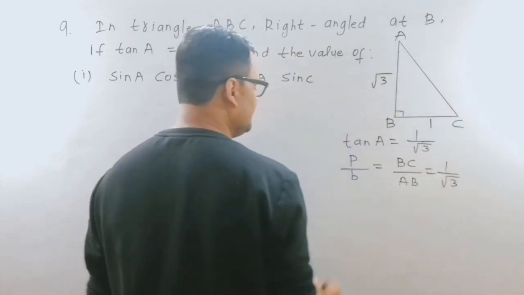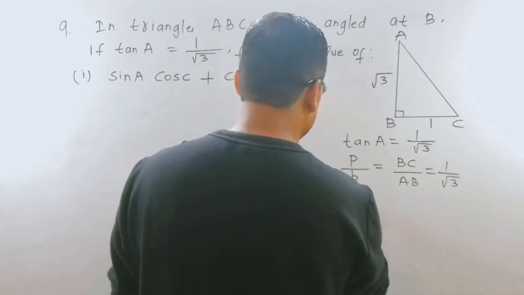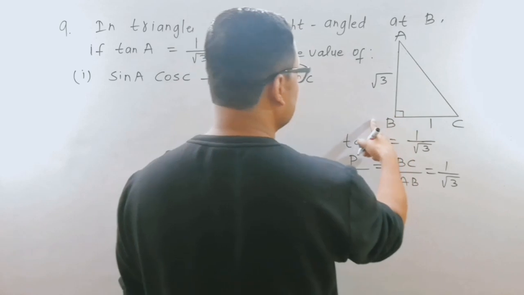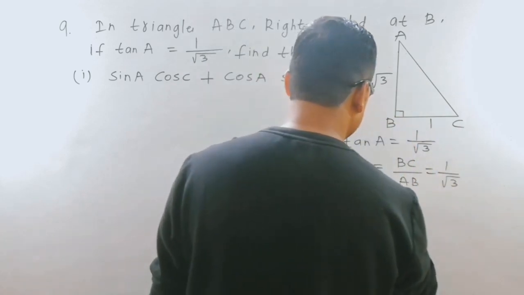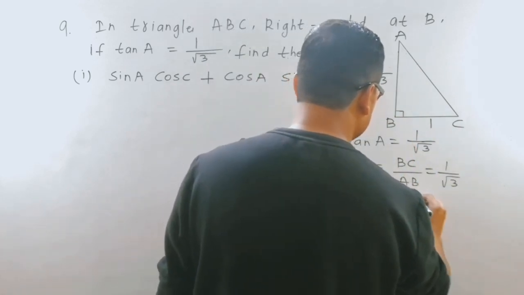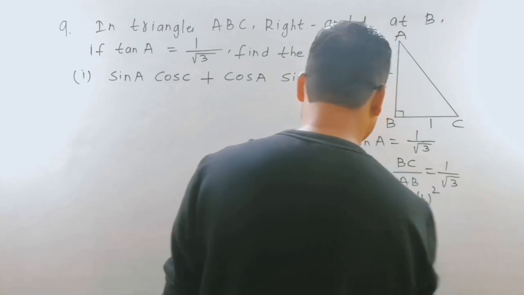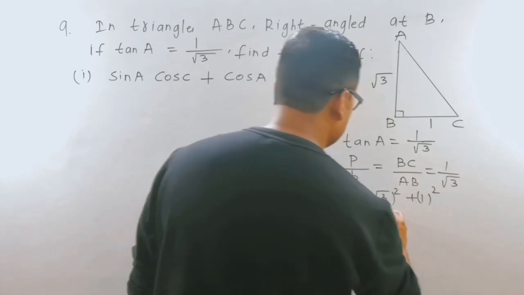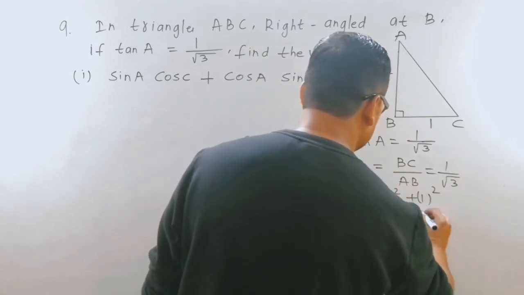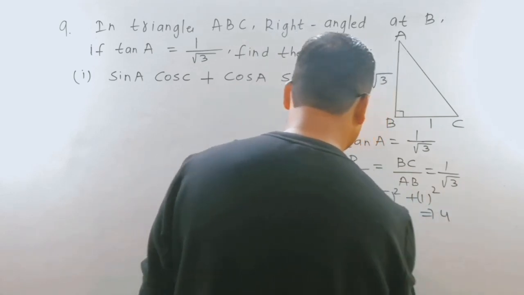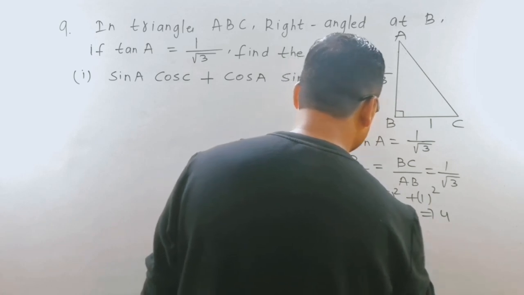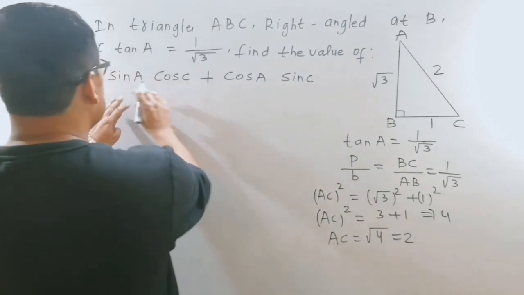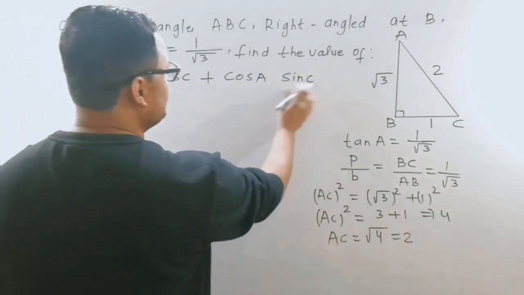We have to find AC, the hypotenuse. Then AC square will be AB square plus BC square. It means root 3 square plus 1 square. Root 3 square is 3, 1 square is 1. We got 3 plus 1, 4. Then AC will be root 4, that is 2. Now sin A into cos C plus cos A into sin C.